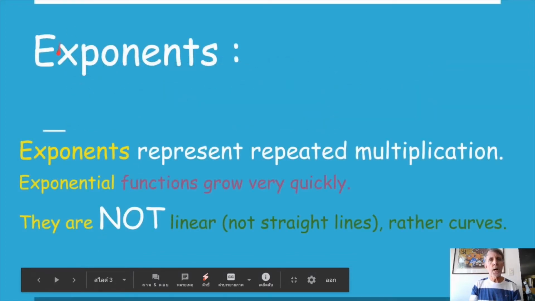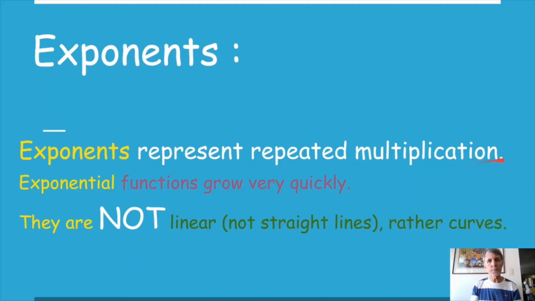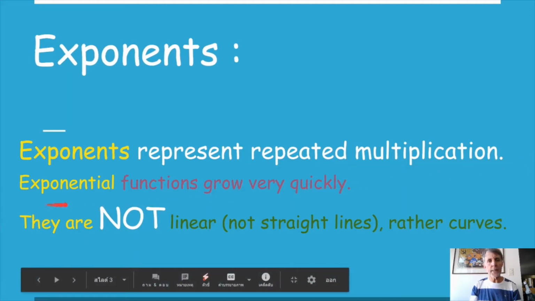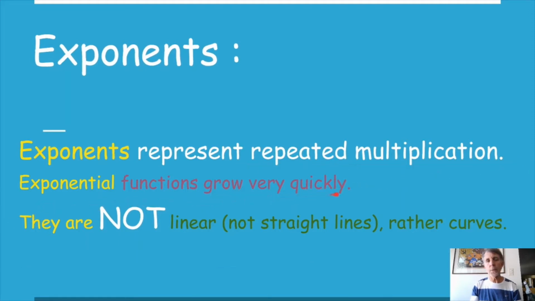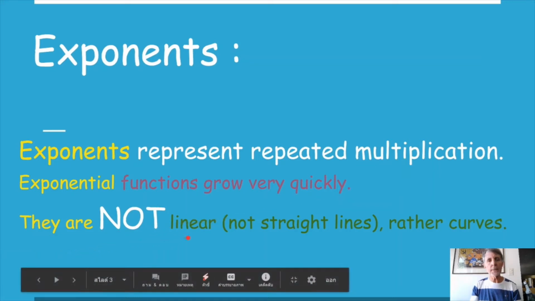And so, exponents. Exponents represent repeated multiplication. And exponential functions grow very quickly. And so they are not linear, they're not straight lines, but rather curves. You know, we've talked about the parabola before. But they're not straight lines, they're curves, and so they're not linear.